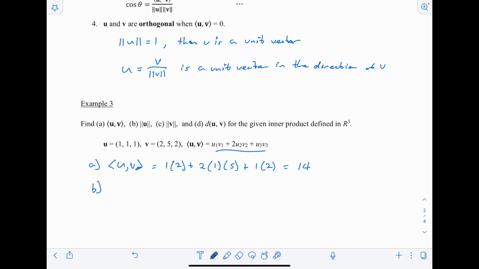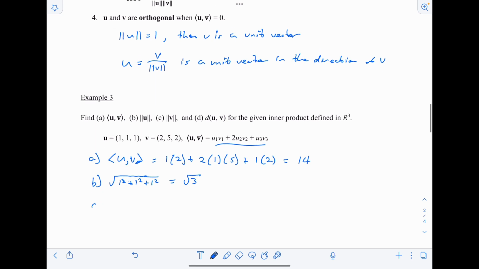Part B is to find the magnitude of u, which we do just like we always have. For u, it's 1 squared plus 1 squared plus 1 squared, and taking the square root gives the square root of 3. Part C is finding the magnitude of v, same idea. We have 2 squared plus 5 squared plus 2 squared, and taking the square root of that gives us the square root of 33.